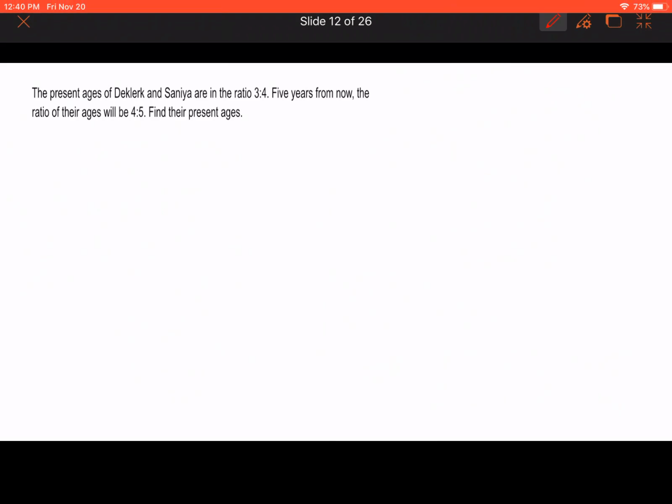Next, the present ages of Declerk and Sania are in the ratio of 3:4. Okay, so I have to write it in the format of the ratio, which is equal to 3:4. 5 years from now, that is d plus 5 and s plus 5, is equal to the ratio 4:5. So d plus 5 over s plus 5 is 4 by 5.